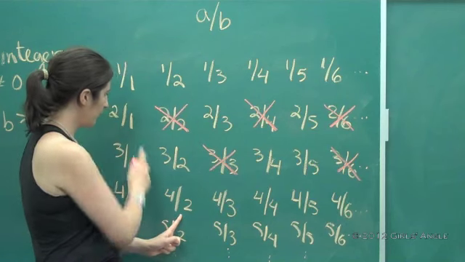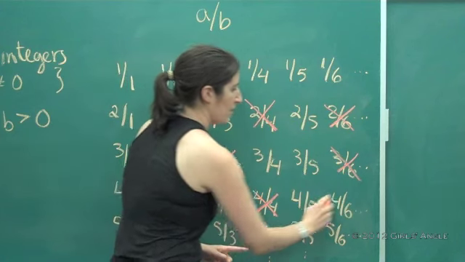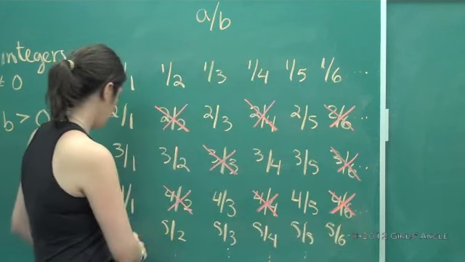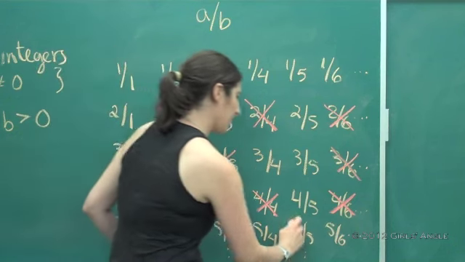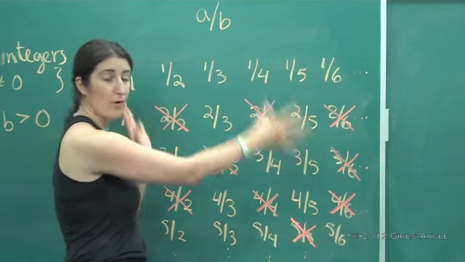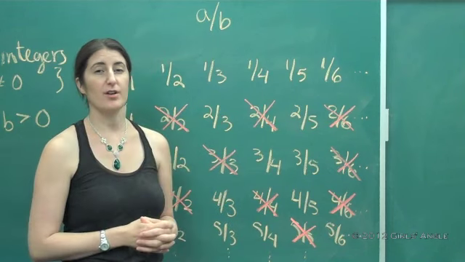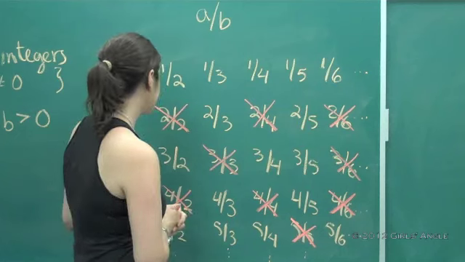Down here, 4 over 2 is the same as 2 over 1. 4 over 4 is 1. 4 over 6 is 2/3. And in the bottom row, 5 over 5 is the same as 1 over 1. So we could go through our whole picture that same way, crossing out all the extra copies of rational numbers that are repeated more than once.